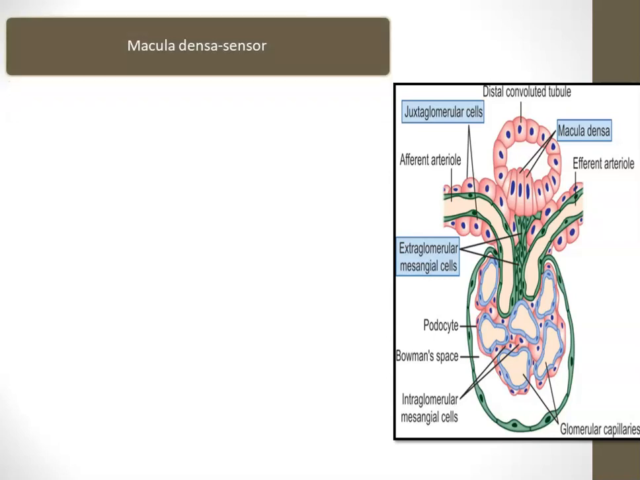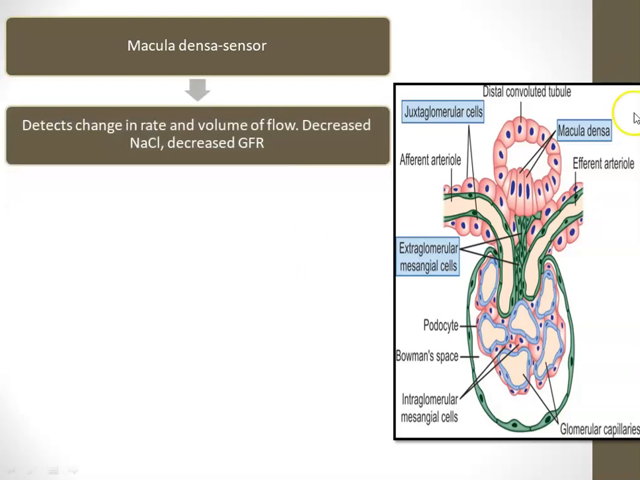Then the macula densa acts as a sensor. So it detects the changes in the rate and volume of the flow in the ascending loop of Henle and the distal convoluted tubule. So if there is a decreased ionic composition, that is decreased sodium chloride in this fluid, it indicates a decreased glomerular filtration rate.